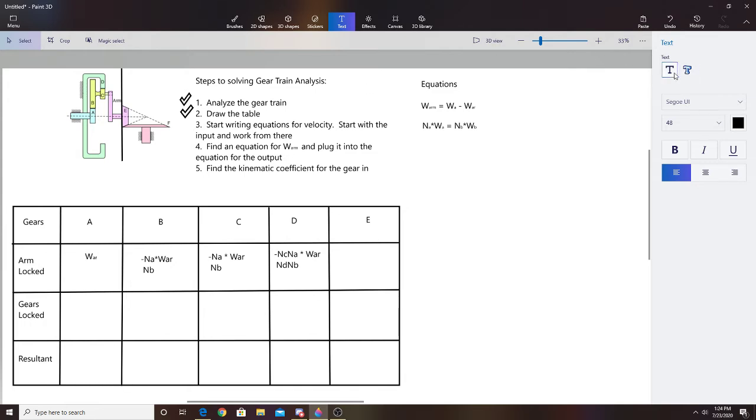I can write it out, I guess. It'd probably be more helpful. So NC times WC is equal to ND WD. And so we're trying to find an equation for WD. So if you take ND and move it over here, that's how we got the NC over ND. And then WC is equal to this setup right here. So that's how I got the NA over NB times WAR. Right? Hopefully everybody's good with that.